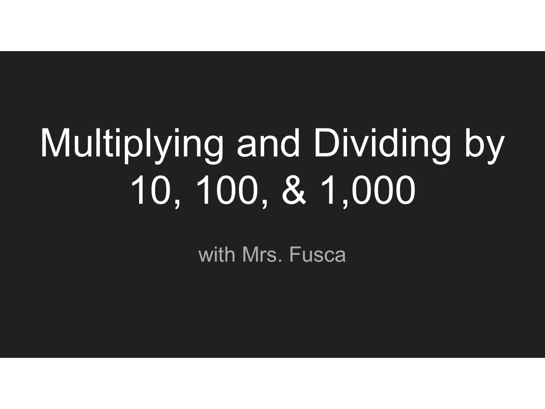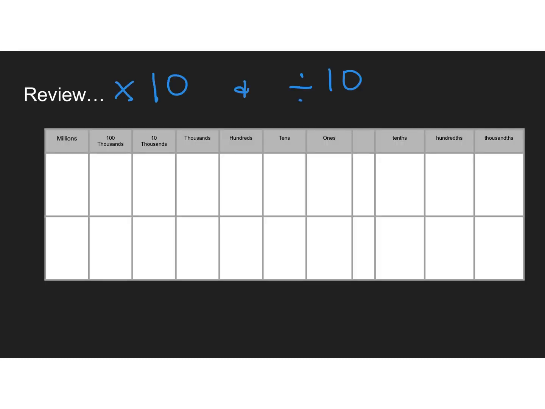Okay, the first thing I want to review with you is multiplying and dividing by 10, 100, and 1000 when we use a place value chart. First we're going to do this slide and divide by 10 and multiply by 10. So I'm going to give you a number on the place value chart, and then we're going to multiply by 10 and divide by 10. So maybe pause the video and see if you can do the multiplying and dividing by 10.